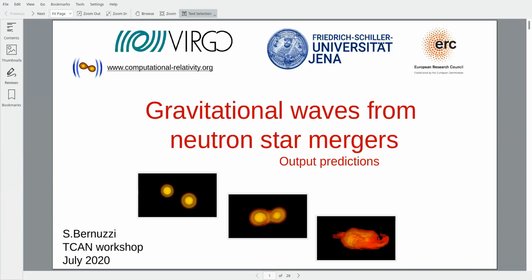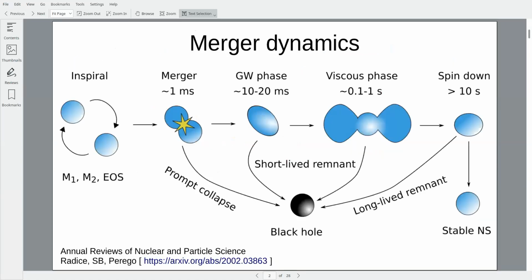So I've been asked, and what I want to do is to give you an overview on the status of gravitational wave modeling from binary neutron star sources, of course, and in particular some of our recent work. Let me start with a brief overview and introduction. I guess you know most of these things, but it's good to recap a bit.